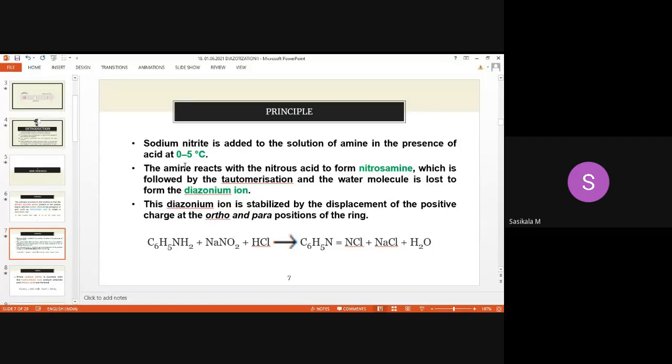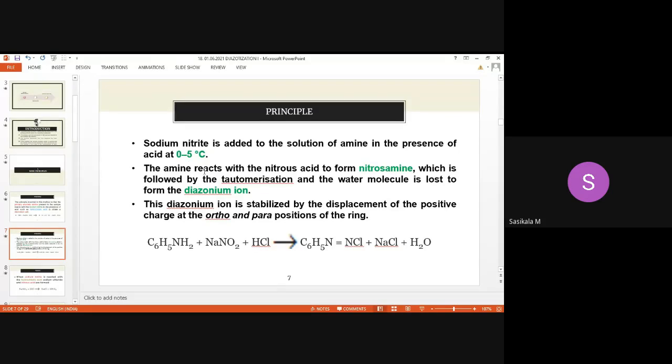Always, throughout your titration, until completion of the titration, the temperature should be maintained between 0 and 5 degrees Celsius. At that temperature only, sodium nitrite is added to the solution of amine in the presence of acid. That means acid will be added to the amine, and then that acid and amine substance, our analyte, should be maintained at a temperature in the 0 to 5 degrees Celsius range. After that, sodium nitrite should be added to the solution.